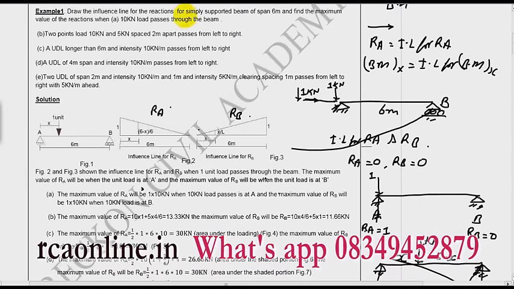Now it says, what will be the maximum value of reaction RA when a 10 kilonewton load passes? So my first question is, instead of 1 kilonewton, the load is 10 kilonewton. So what will be the maximum value of RA? The maximum value of RA will be when the load is here. So what do I have to do? I have to multiply this value by 10. So what is the maximum value of RA? It will be 10 kilonewton, and when will it happen? When the load is at A.